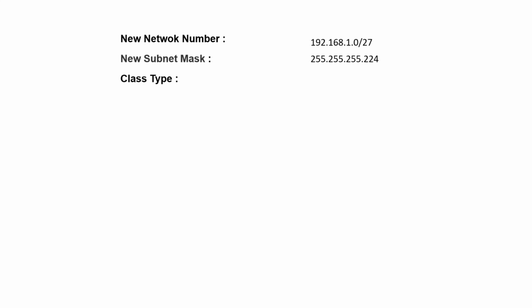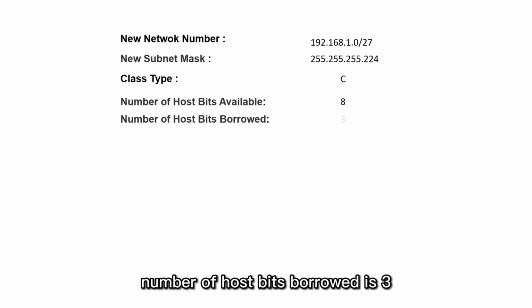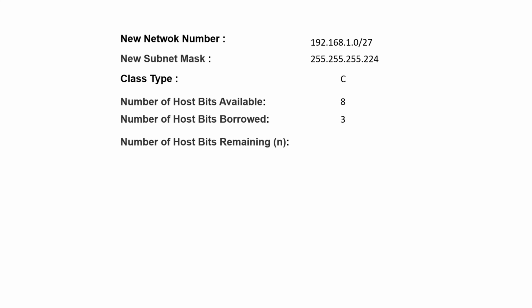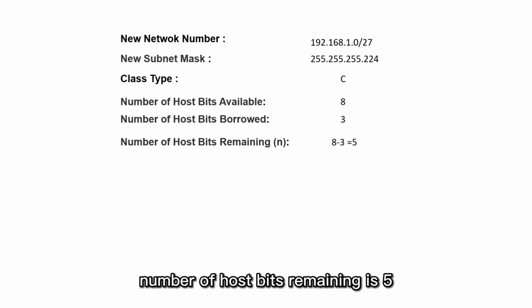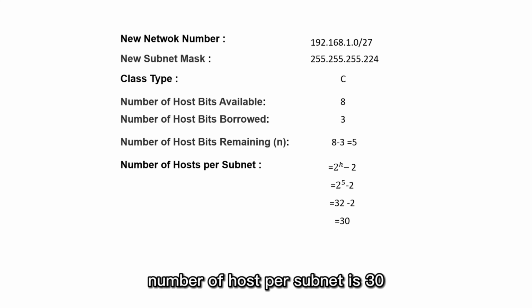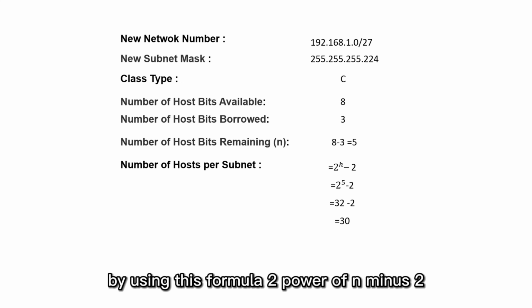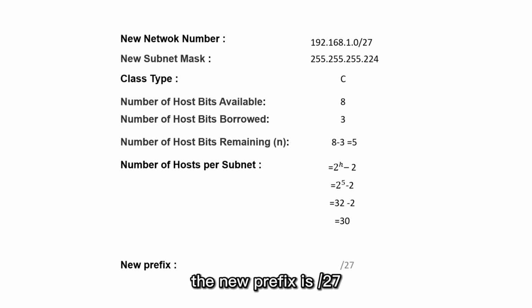The new subnet mask will become 255.255.255.224. Class type remains C. Number of host bits available is 8. Number of host bits borrowed is 3. Number of host bits remaining is 5. Number of hosts per subnet is 30, by using this formula, 2 power of h minus 2. The new prefix is /27.